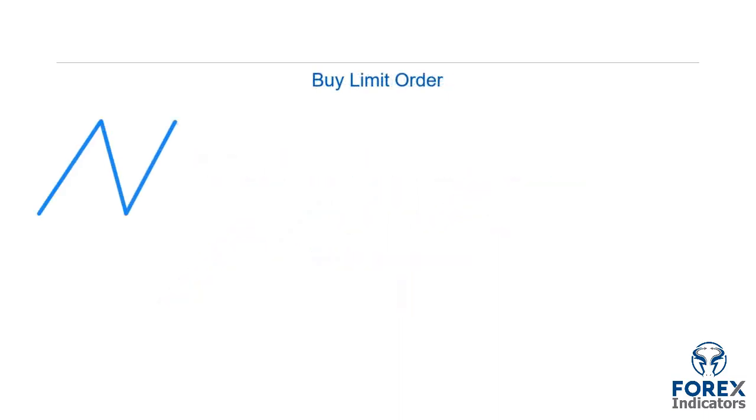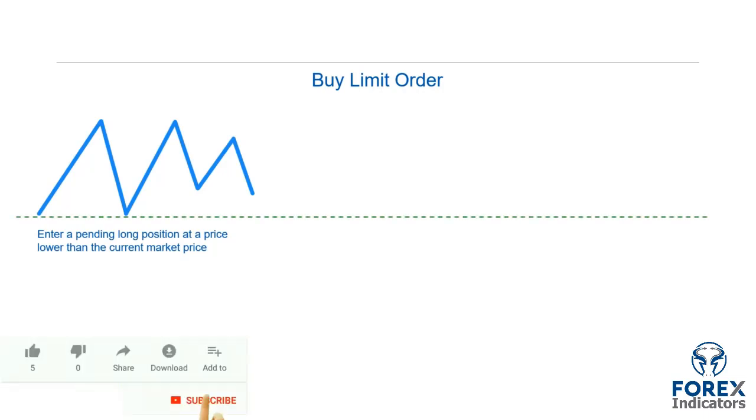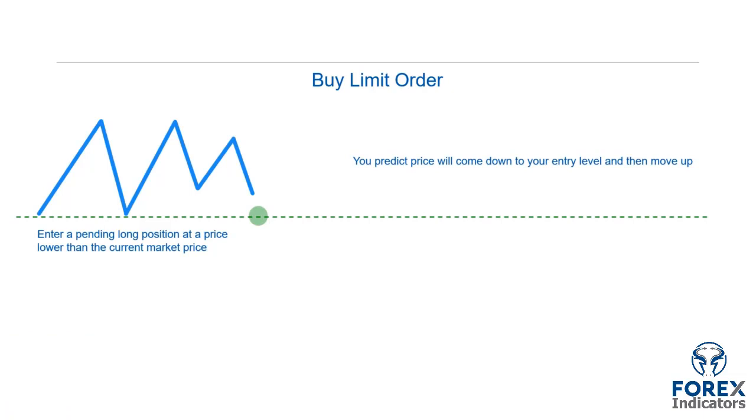In the example on the screen, we have a sideways moving market, but this time we don't want to buy at the current market price. We want to buy at a better price. We still believe that the market is going to continue higher over time, but we want to set what we call a buy limit order. The easiest way to remember this is that if you are setting a limit order, you want to buy at a better price than what is currently available in the market.